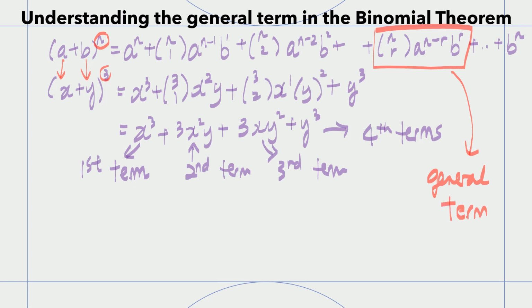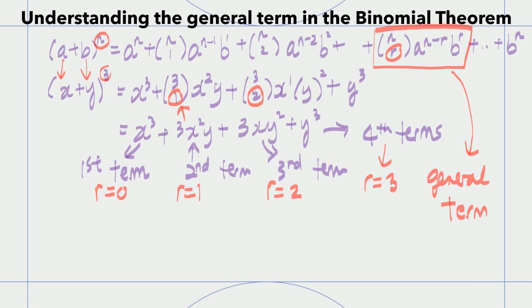In terms of this letter R here, if you look at the first term, this is when your R equals 0. If you look at the second term, look here. This is the value for your R. So if you look at the second term, this is when R equals 1. Then you come to the third term, this is your R for your third term, R equals 2. So when you come to the fourth term, this is when R equals 3.